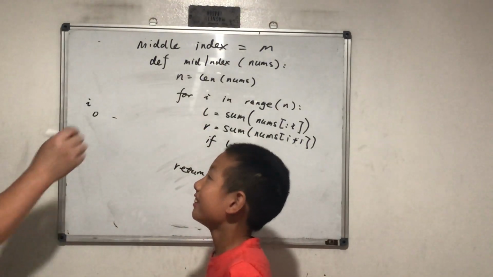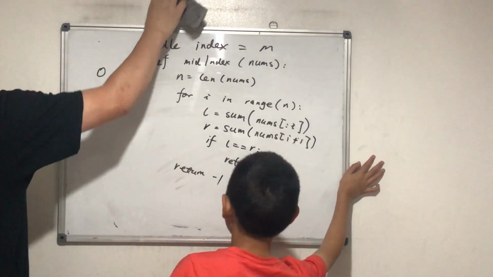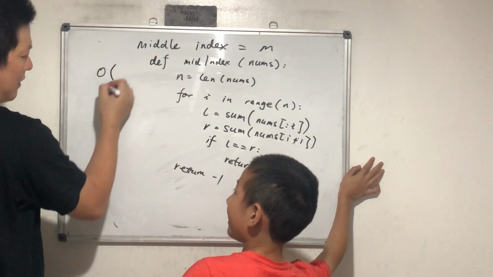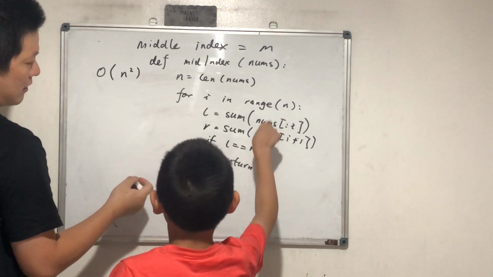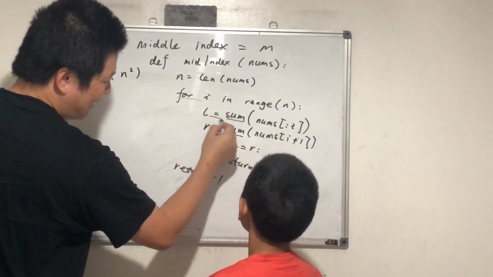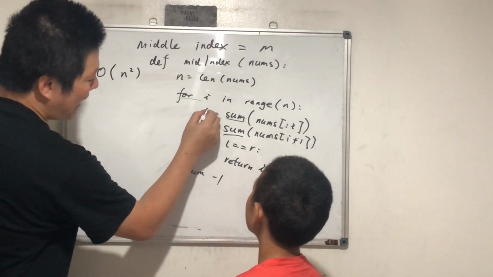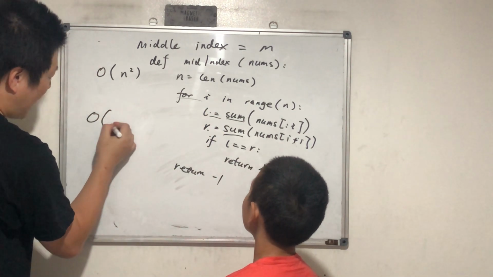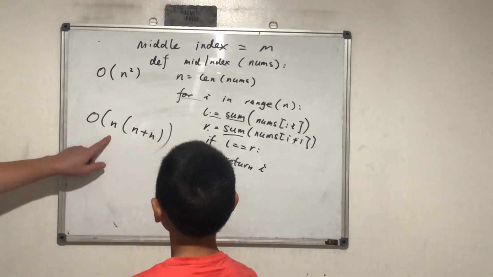What's the time complexity? N cubic. No, N square. And why is it N square? I'm guessing here and here. This is N, but here is another N, right? Oh, wait, no. O(N) here is O(N) squared. But the left and right sums are each O(N). N plus N. It's like that, yeah?